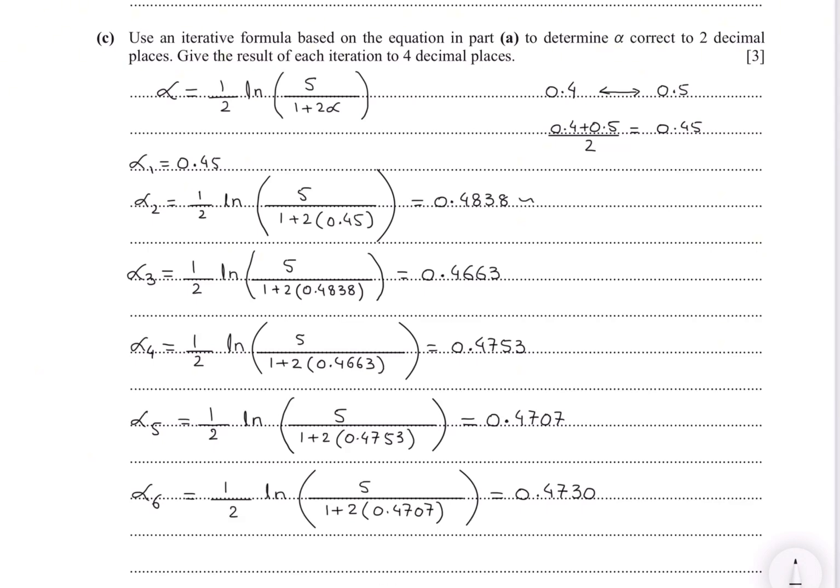Now write down all the values up to 2 decimal places. The first value is 0.48, second is 0.47, third is 0.48, fourth is 0.47, fifth is 0.47, and the last one is 0.47. So stop here because you got the same value, 0.47 and 0.47. So you can say that alpha is 0.47.